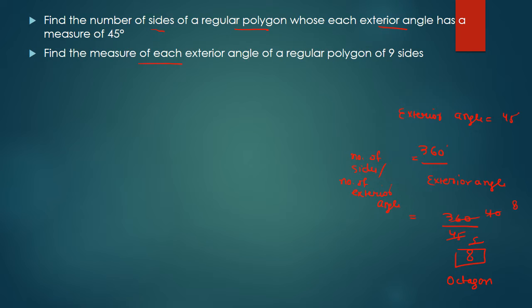Then another type of question which can be asked based on this same concept is to find the measure of each exterior angle. That means this part. And sides are given to us now. So n is given as 9. We just found out that the formula is 360 by each exterior angle, correct? So if you take this each exterior angle to the left hand side, n comes to the denominator. So 360 by 9, that is 40. 40 degrees is the measure of each exterior angle. Clear? This is how you can solve these questions.